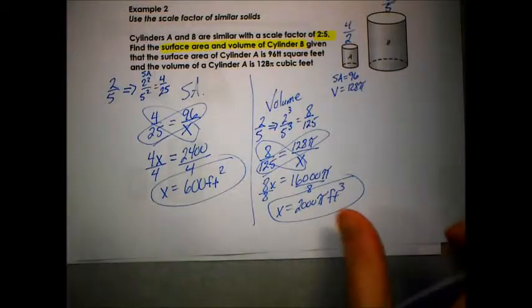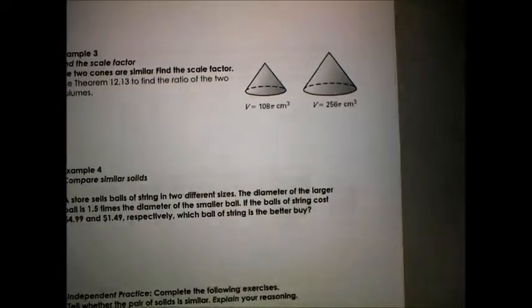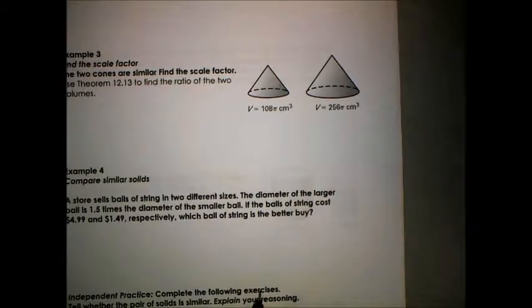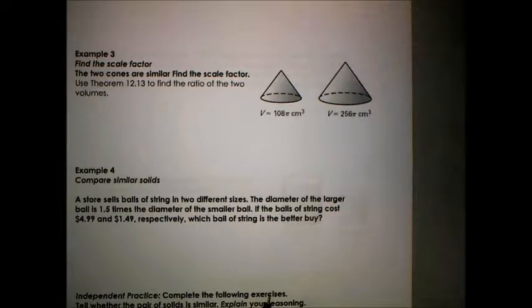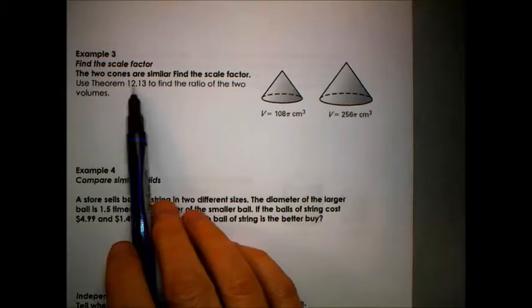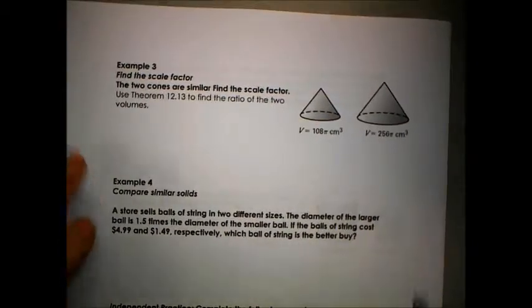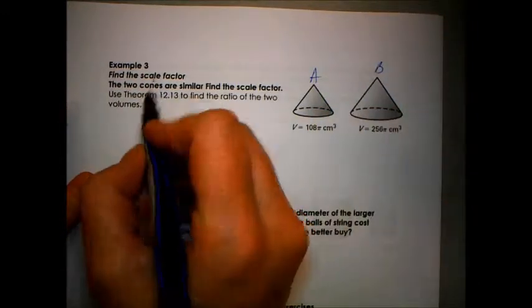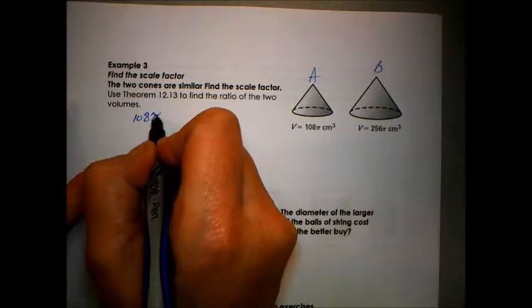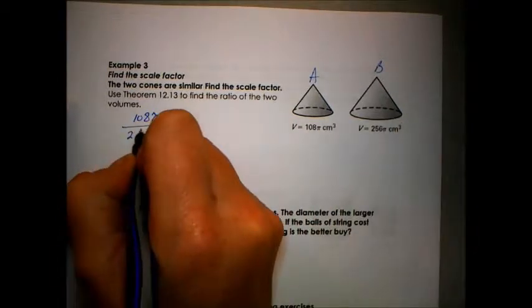Okay, if I go to the next page, example 3, I'm now dealing with cones. It says we want to find the scale factor. The two cones are similar, so find the scale factor. We want to use this theorem that we're given. So I'm going to take my two cones. I'm going to say this one's my A and my B cone. So I'm going to take 108 pi over 256 pi.